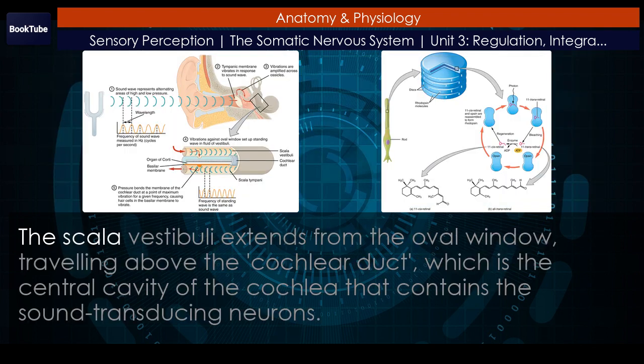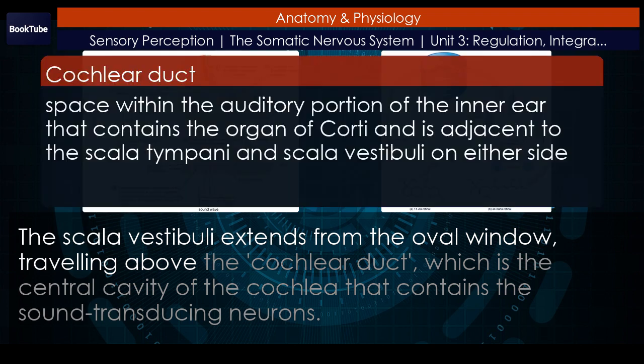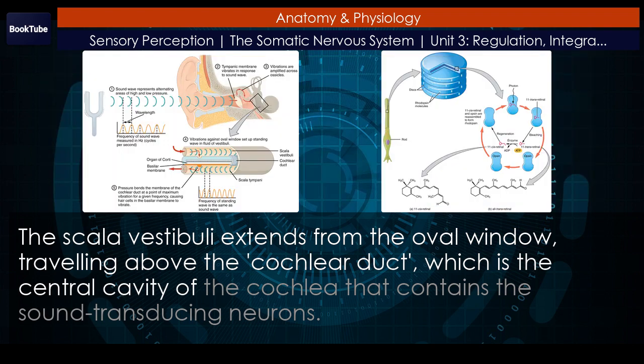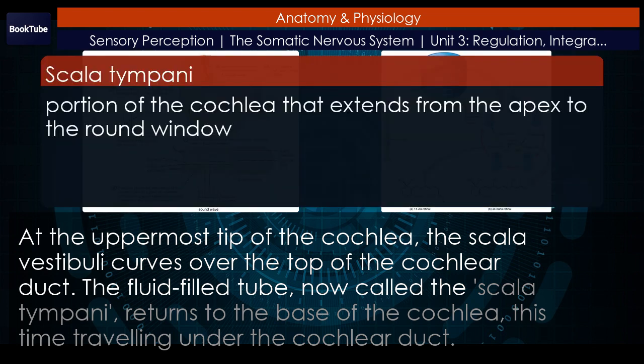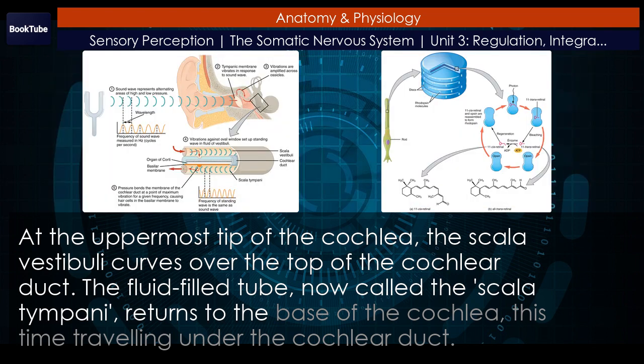The scala vestibuli extends from the oval window, traveling above the cochlear duct, which is the central cavity of the cochlea that contains the sound transducing neurons. At the uppermost tip of the cochlea, the scala vestibuli curves over the top of the cochlear duct. The fluid-filled tube, now called the scala tympani, returns to the base of the cochlea, this time traveling under the cochlear duct.